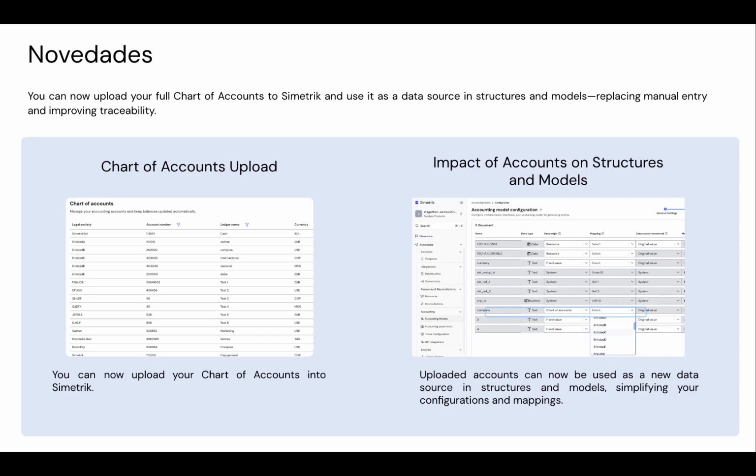You can export this chart from your accounting system, ideally the same one you work with daily, and upload it into Symmetric. Once uploaded, the platform will recognize the accounts you use regularly. Now, what's the purpose of uploading these accounts? It's to give you the flexibility to map and configure structures or accounting models more efficiently. Instead of entering account values manually using fixed values or resources as a data source, Symmetric will automatically display the available accounts from your uploaded chart, making the mapping process easier and more accurate.